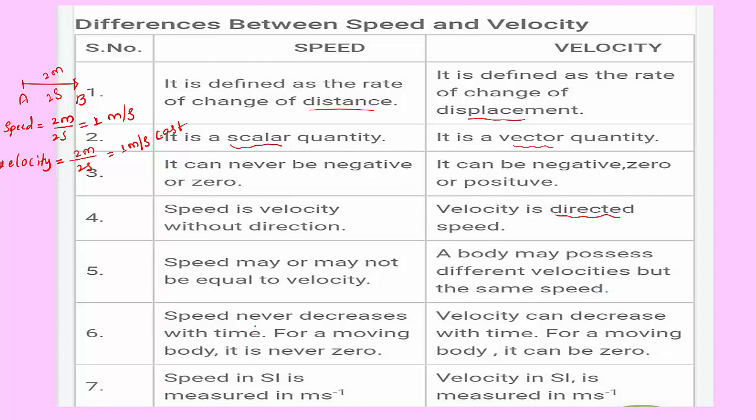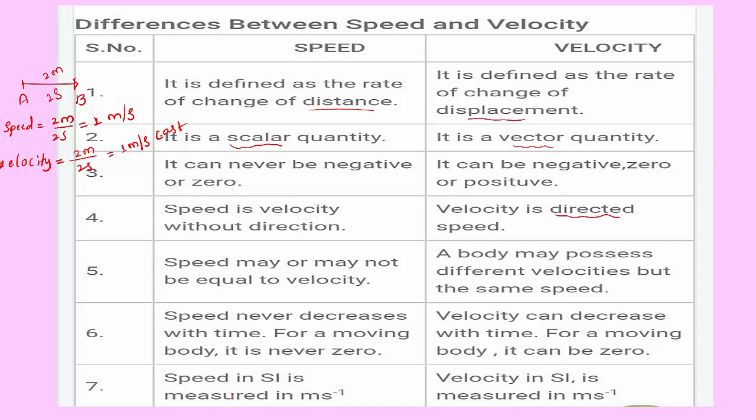Then the sixth point, speed never decreases with time. For a moving body, it is never zero. Yes, we know that distance is never negative or zero. So that's why speed never decreases. But velocity can decrease with time, because we know that displacement may be zero or positive or negative. For a moving body, it can be zero.